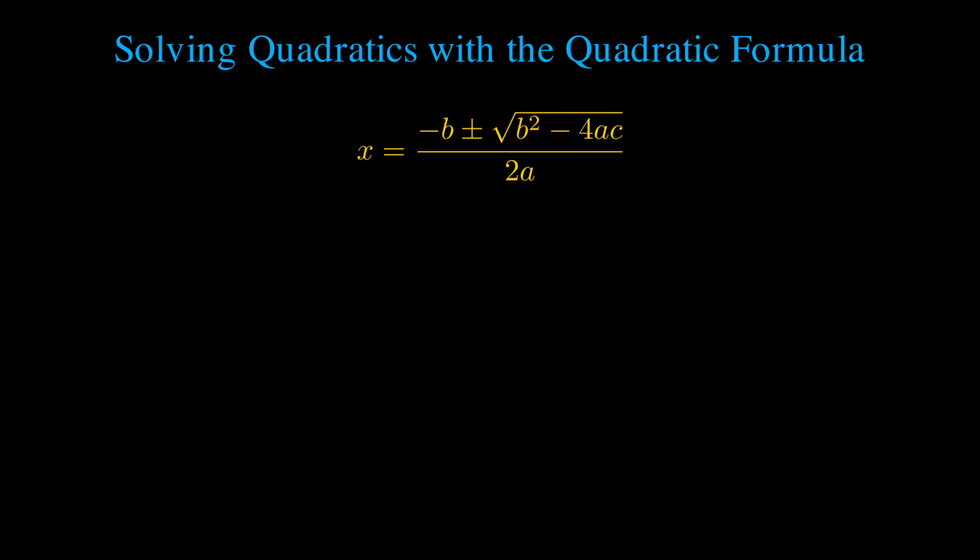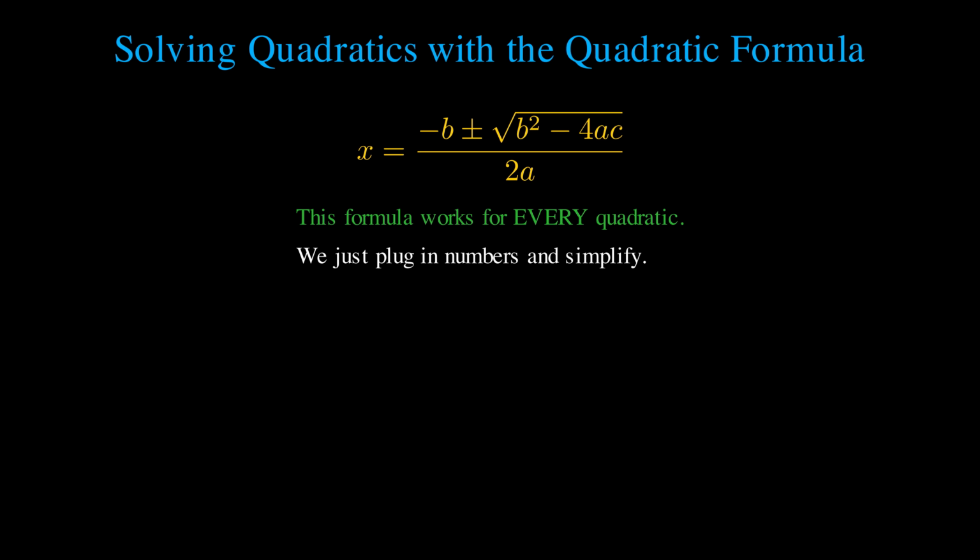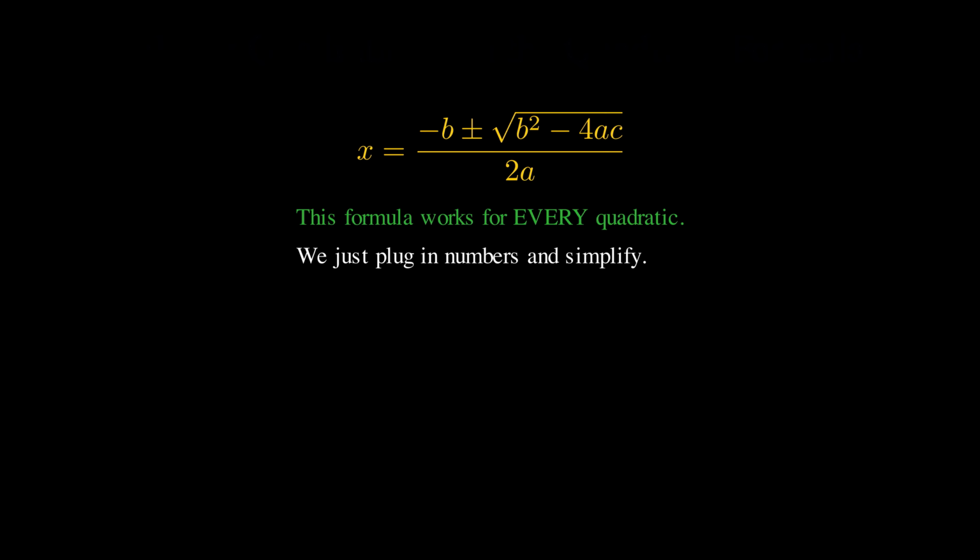This is also the quadratic formula. It is written as x equals negative b plus or minus the square root of b squared minus 4ac all over 2a. This formula takes a quadratic in standard form and directly gives us the x values. These x values are where the parabola crosses the x-axis. This formula works for every quadratic.